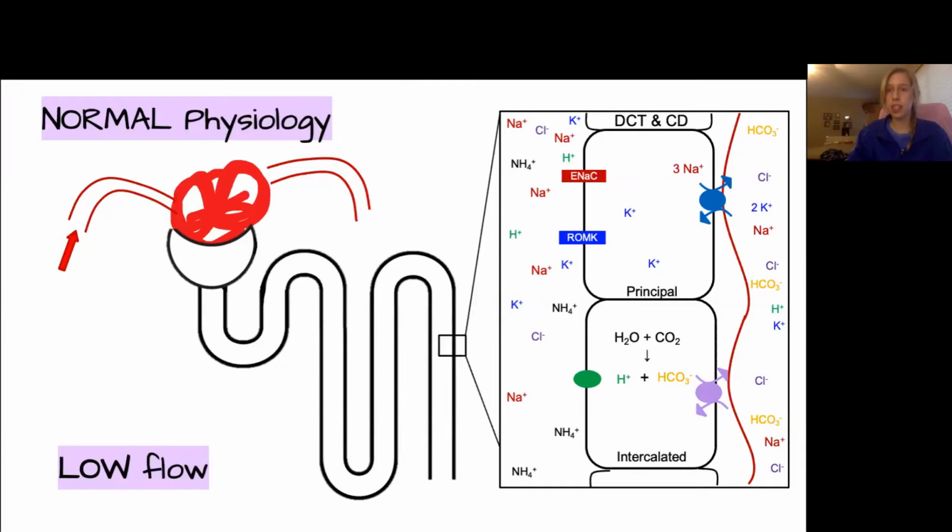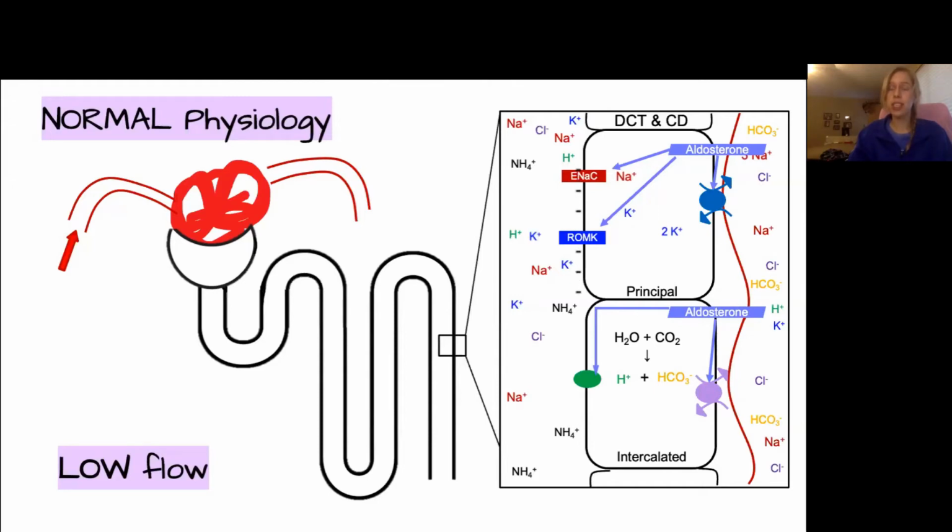In a normal physiologic state, when we have low flow to the kidney, from the point of view of the kidney, this is going to trigger the renin-angiotensin-aldosterone system, so we will have the presence of aldosterone. Aldosterone is going to enhance all of the different actions that we just talked about in the principal and the intercalated cell. Sodium reabsorption is tied to potassium excretion in the principal cell like we saw before.